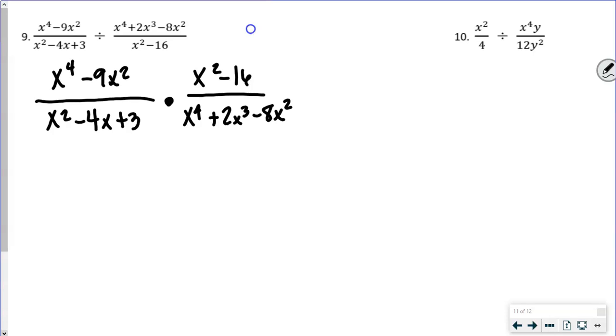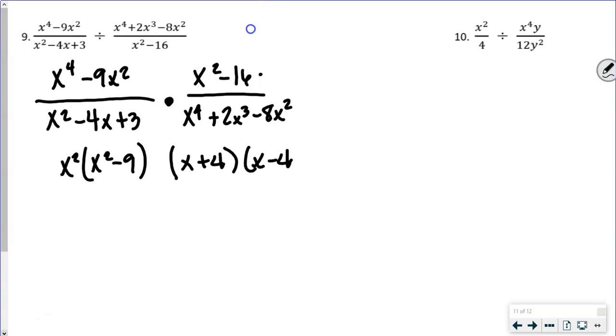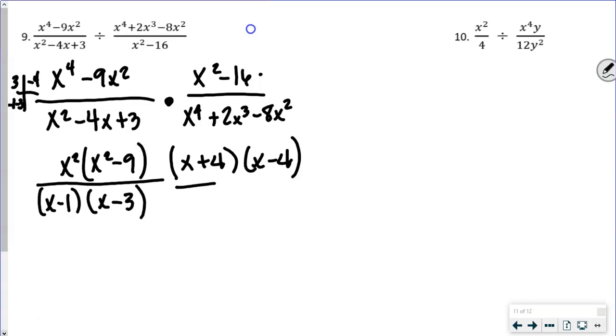Okay, so now I notice that there's an x squared up here. So that's going to give me x squared minus 9, okay? And then over here, we're going to go ahead and factor this, y'all. So this is going to be x plus 4 and x minus 4, right? Okay, then down here, what are the factors of 3, y'all, that add up to be negative 4? That would be negative 1 and negative 3, right? That's a negative, y'all. So that's going to be x minus 1, x minus 3. Then over here, I notice that we have an x squared that's a factor. So that's going to give us x squared plus 2x minus 8.